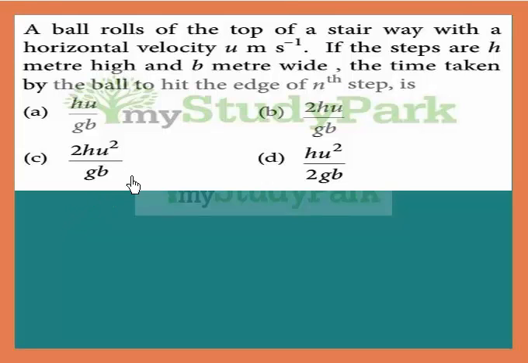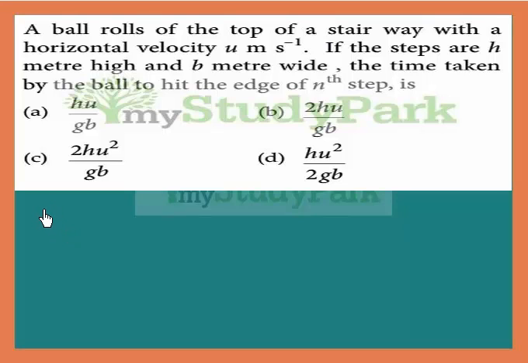A ball rolls on the top of a stairway with a horizontal velocity of u meter per second. If there are n steps, and the steps are h meter high and b meter wide, find the time taken by the ball to hit the edge of the nth step.